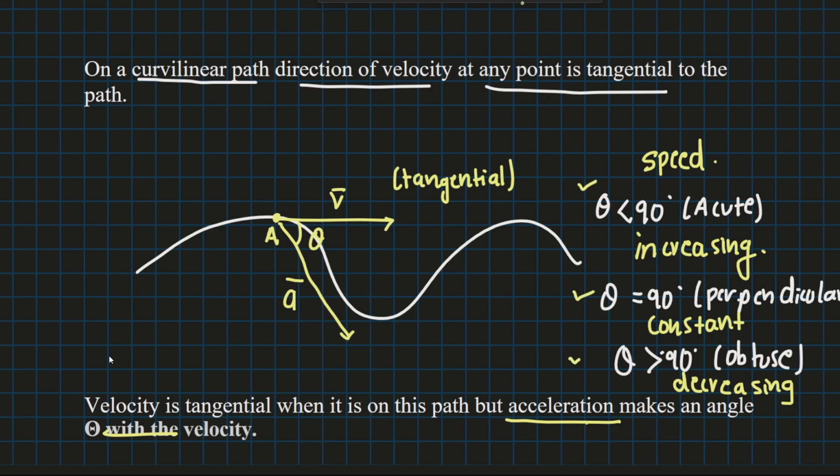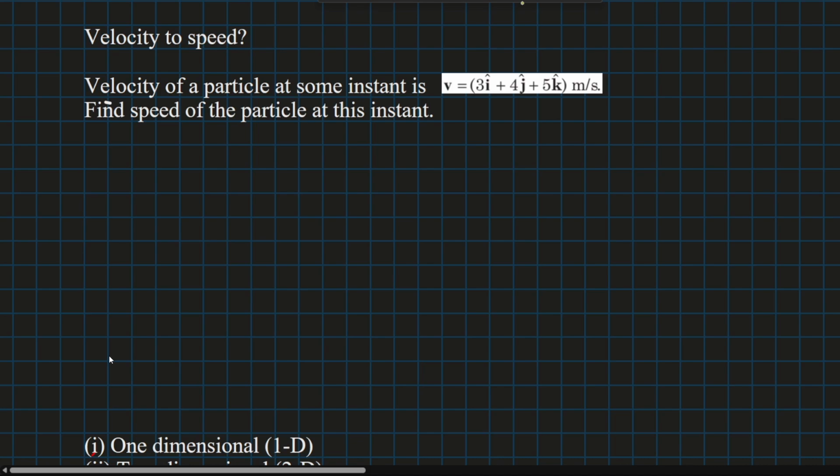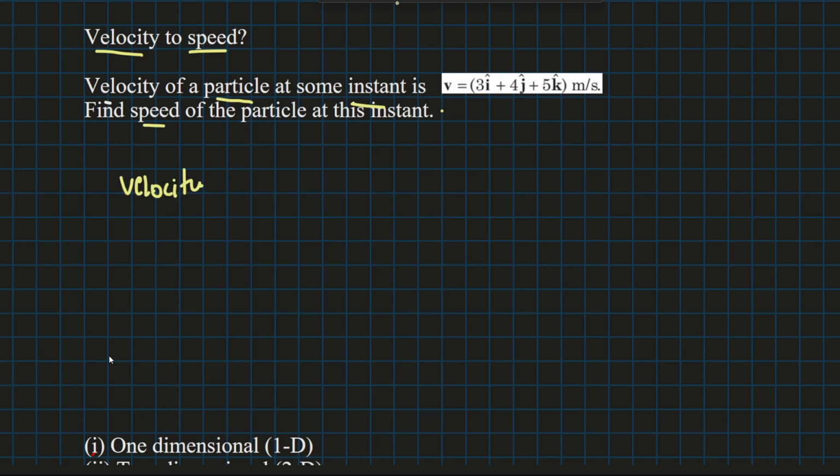Moving ahead, there is a type of question when we are given velocity and we need to find the speed. How do we go about it? Now over here, the velocity of a particle at some instant is given and we need to find the speed. We should always remember that the magnitude of velocity is equal to speed. This is the relation to be remembered over here.